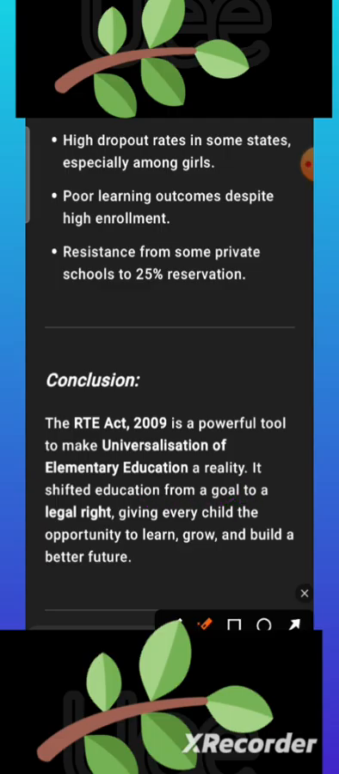While challenges remain, the framework for achieving universalization of elementary education is firmly in place, combining legal enforcement, policy planning, and community participation. So, the RTE Act 2009 is a powerful tool to make universalization of elementary education a reality. It shifted education from a goal to a legal right, giving every child the opportunity to learn, grow, and build a better future.